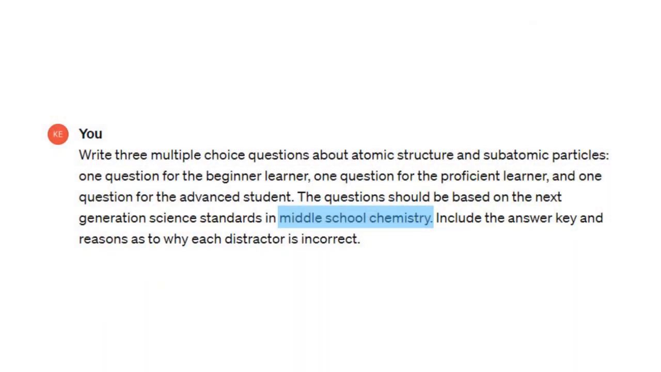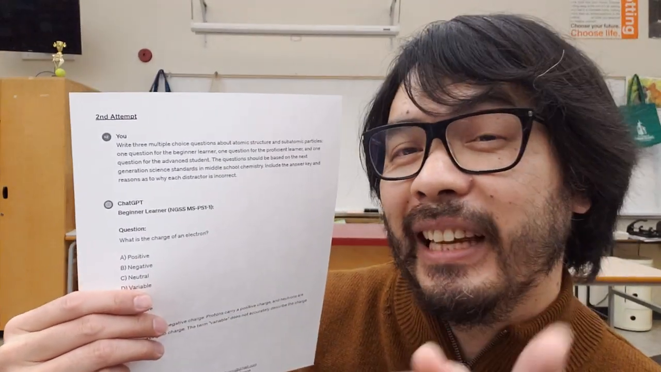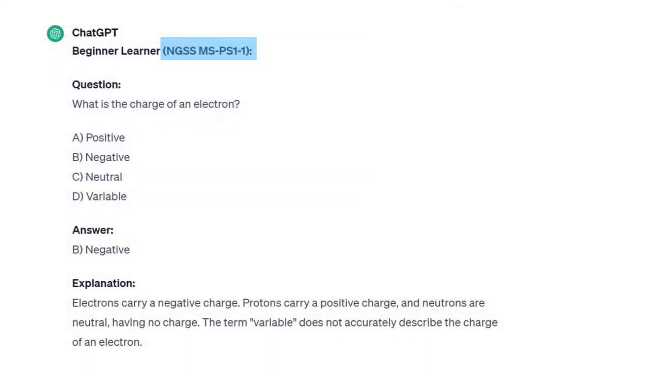So to check this, I asked ChatGPT to write 3 more multiple choice questions. But this time I asked it to connect it to middle school chemistry under the NGSS. That's the Next Generation Science Standards. And this is to make sure that all questions corresponded to the correct curriculum. Now again, I had a couple of pleasant surprises. Each question was linked to a specific outcome. And again, answer key and an explanation as to why the distractor was wrong. The questions appear to follow the same pattern as well.